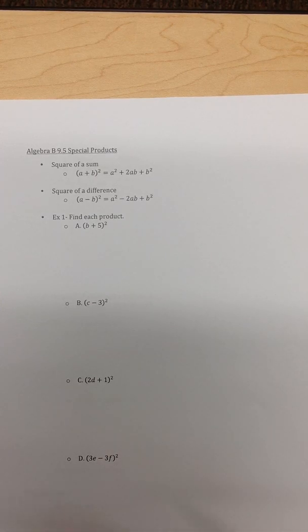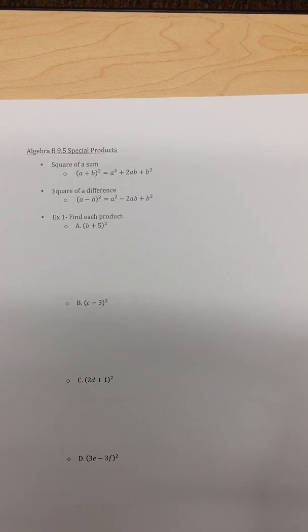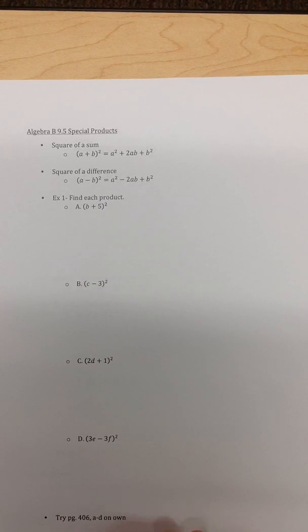It'll be much easier to do your factoring if you remember how to do these than to do FOIL with those, and I'll show you that next chapter. It's more beneficial for next chapter than it is for this chapter. Okay, so the first thing we've got here is square of a sum.